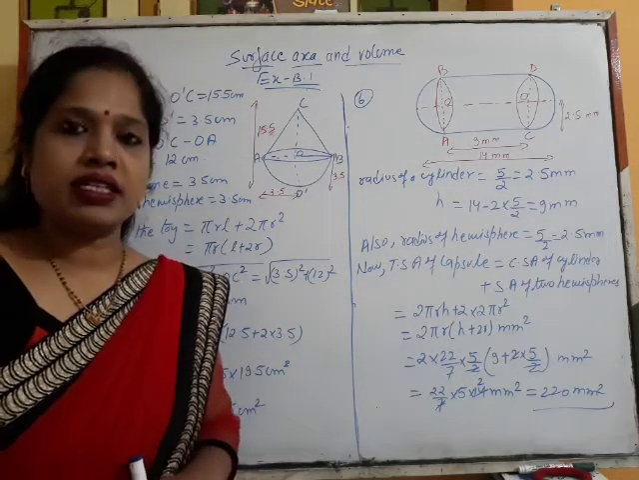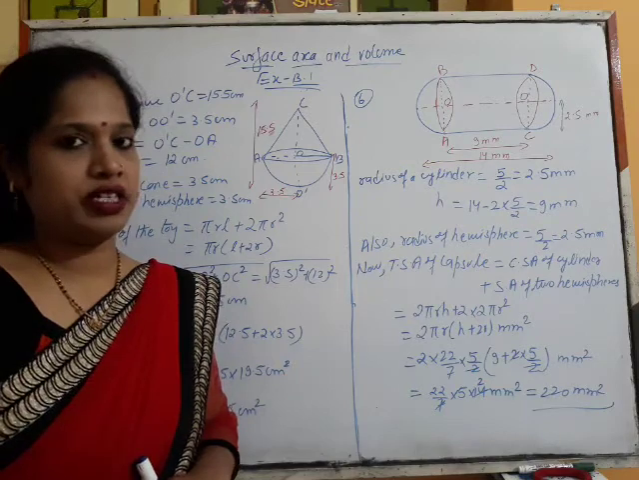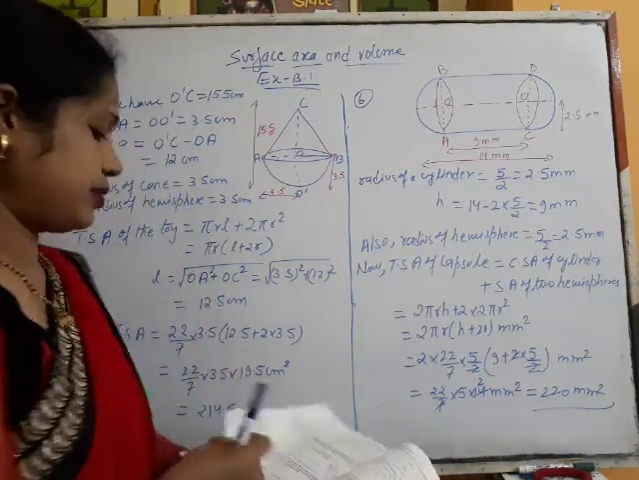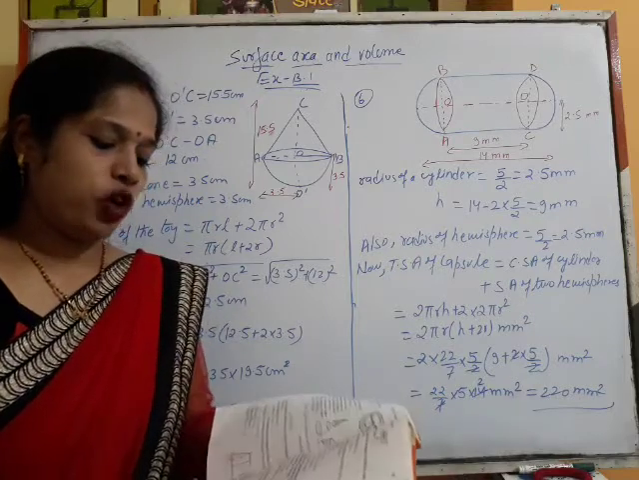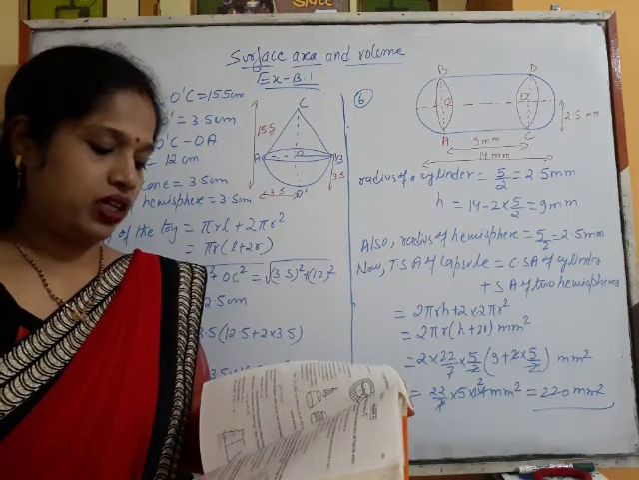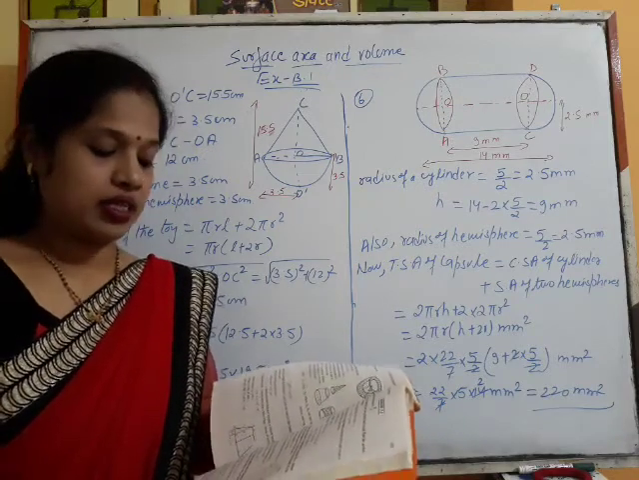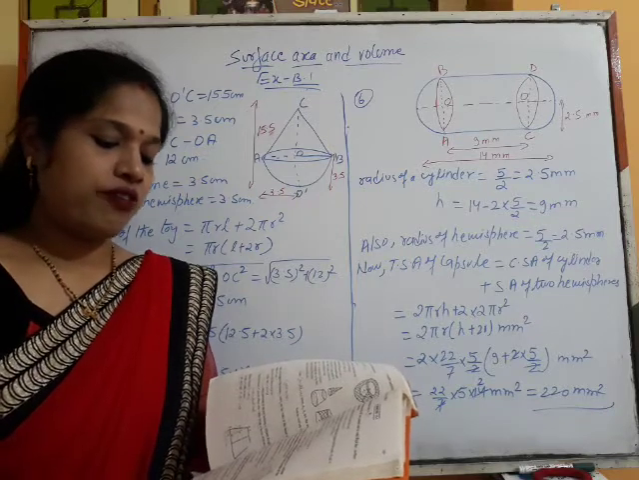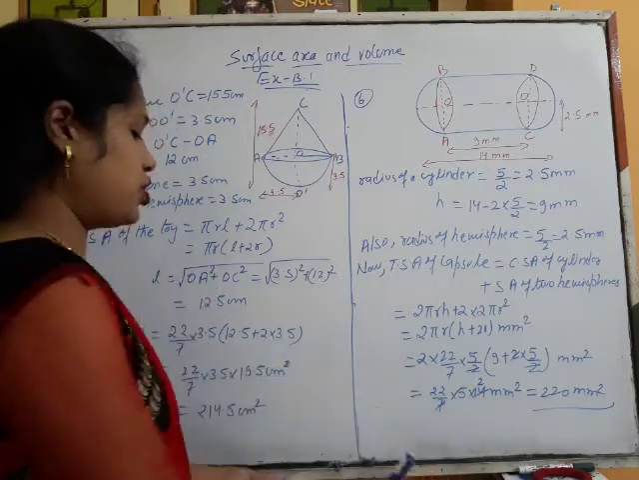Students, let's have the exercise 13.1 of chapter surface area and volume. Okay, so question number 3 says, a toy is in the form of a cone of radius 3.5 centimeter mounted on a hemisphere of same radius. The total height of the toy is 15.5 centimeter. Find the total surface area of the toy.